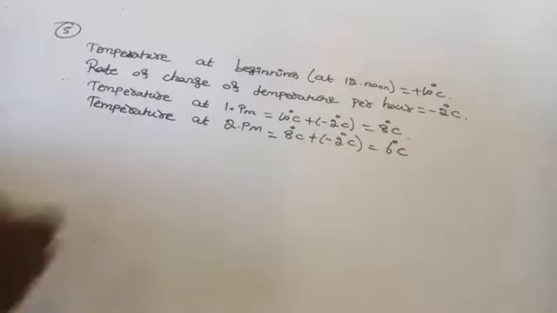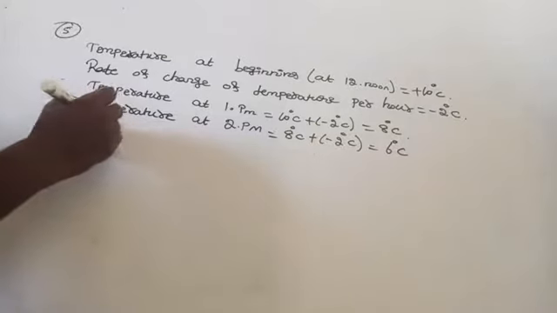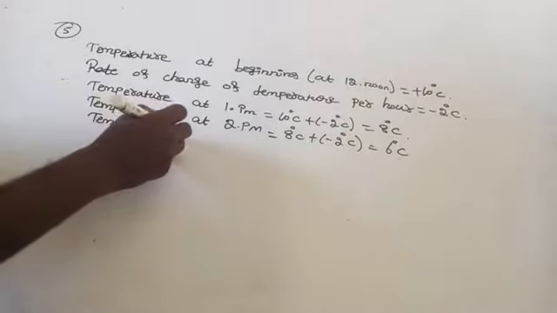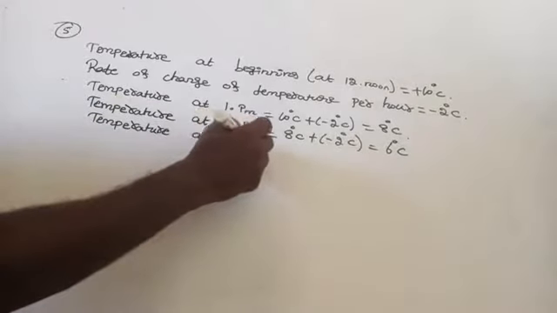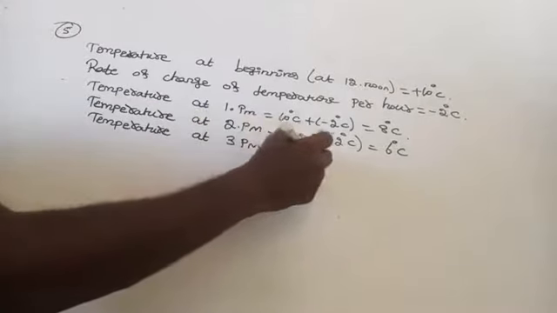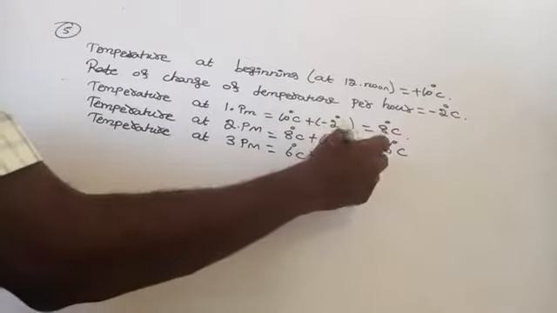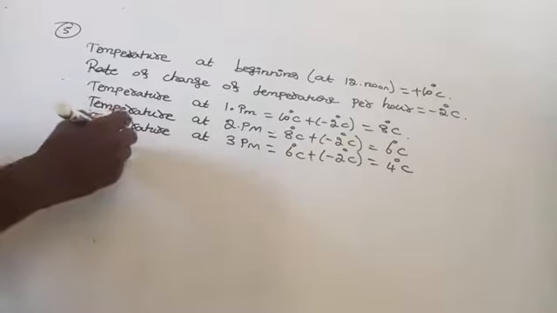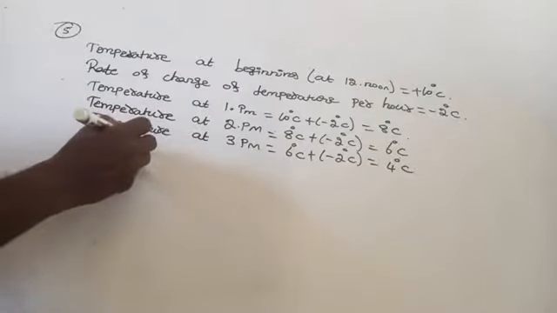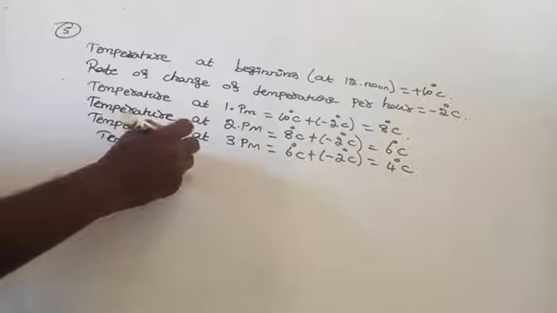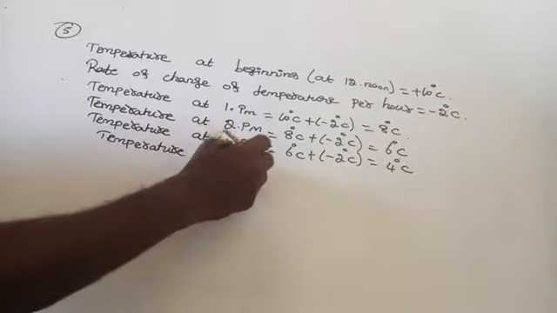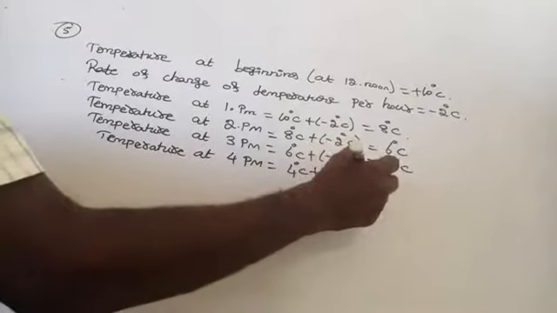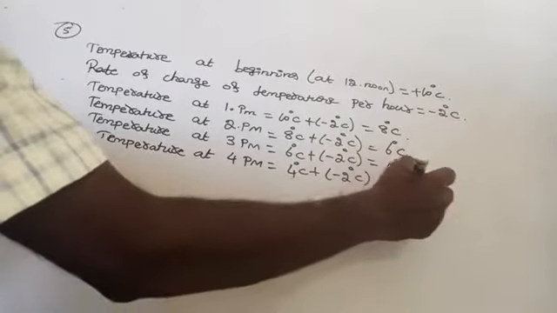Are you getting there? Then again, the temperature at 3 p.m. is 6 degrees Celsius plus minus 2 degrees Celsius. Then it is 4 degrees Celsius. Then the temperature at 4 p.m. is 4 degrees Celsius plus minus 2 degrees Celsius, which is equal to 2 degrees Celsius. 4 minus 2 is 2.